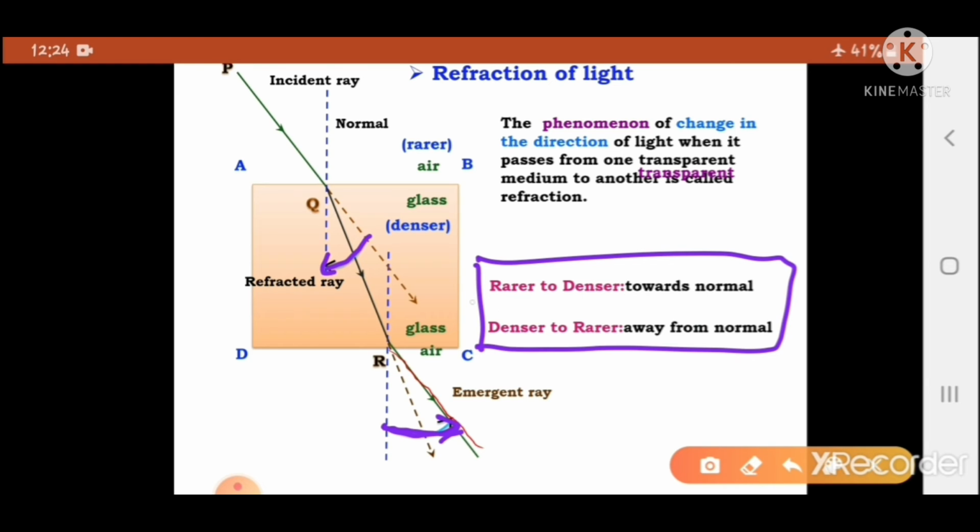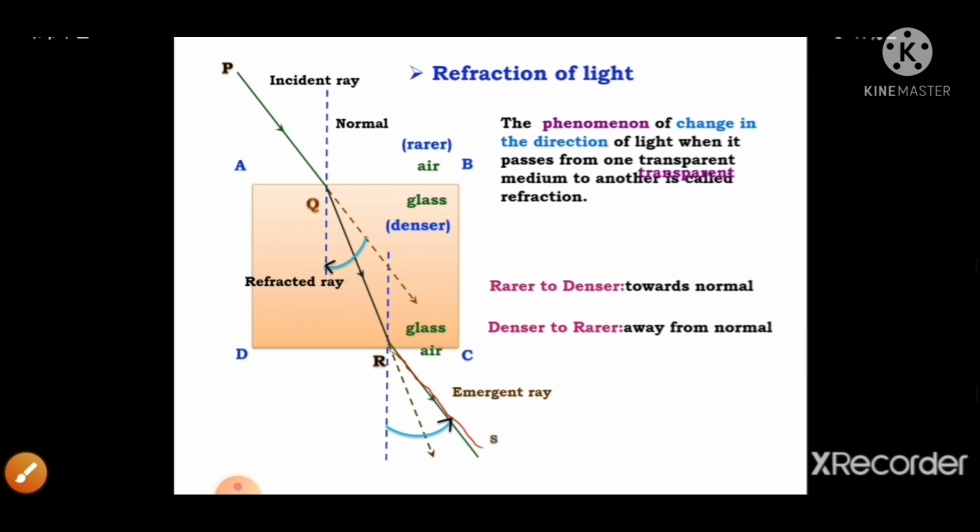So these two things you should know. This is very important. Star mark. Ray of light passes from rarer to denser, towards the normal. Ray of light passes from denser to rarer, away from the normal. And this is how. Now let us see the angles which are made.